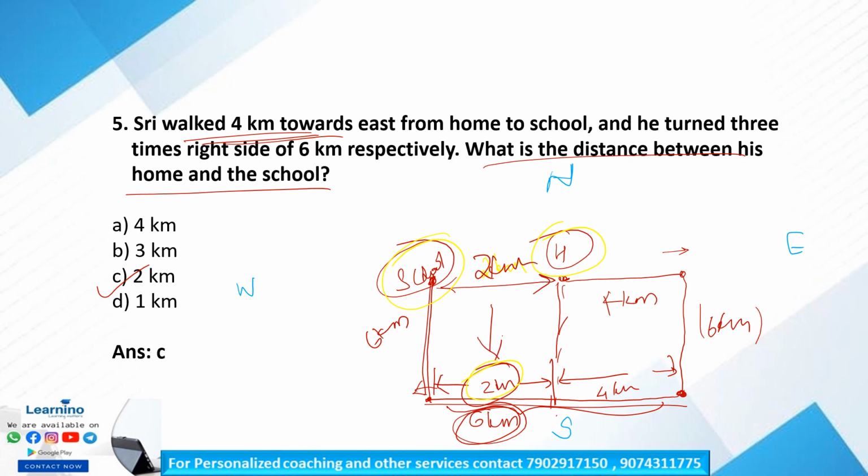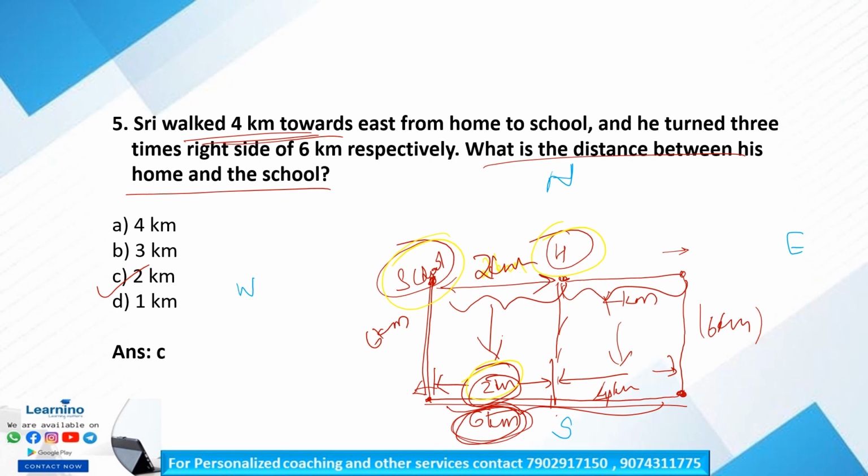Is it clear? Yes. So here we have to divide the 6 into 4 and 2. 4 plus 2 is equal to 6. 4 is obtained from here. So this is 4. Remaining is 2. So this distance is 2 kilometer. Is it clear? So the distance between the school and home is 2 kilometer, right?